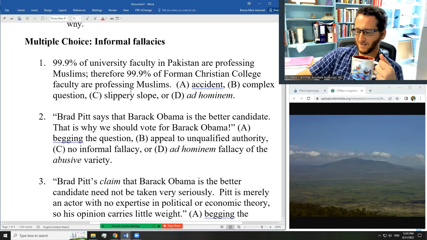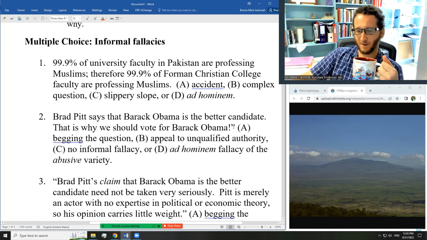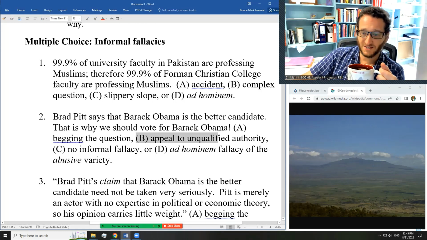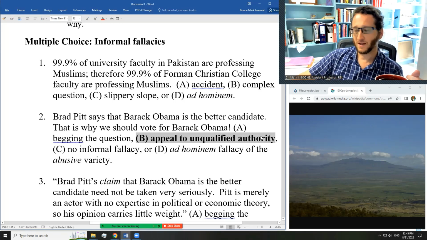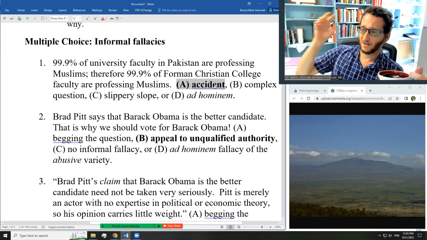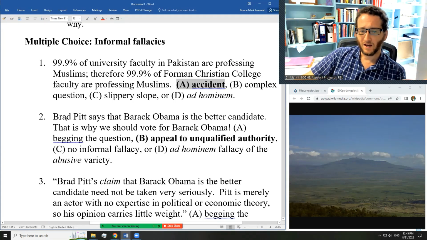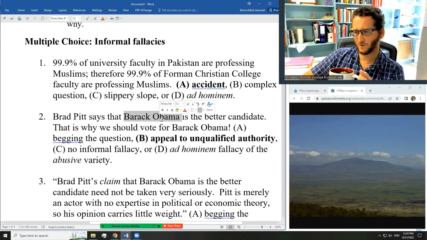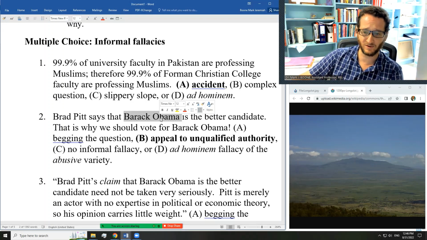Here is an argument. Why is it in quotes? I don't think it needs to be in quotes. Brad Pitt says Obama is the better candidate, so we should vote for Obama. This is a textbook appeal to unqualified authority. Now, this and the next two questions are why I wanted to do some illustrations in a video. An appeal to the authority of some actor for the conclusion that you should vote for a particular presidential candidate. Obviously, for whatever year this airs in 2023, you might need to update Obama to Biden or whoever else is running if Biden turns out not to be running for president in 2024.